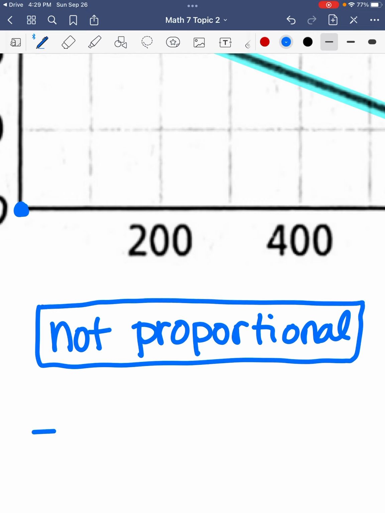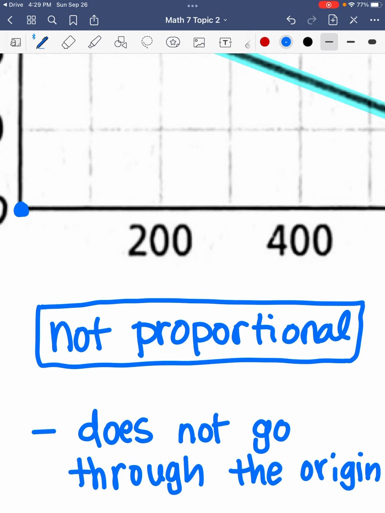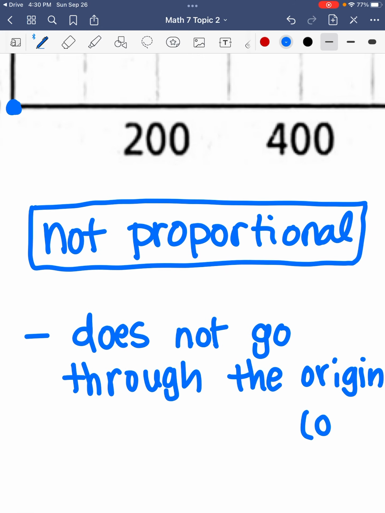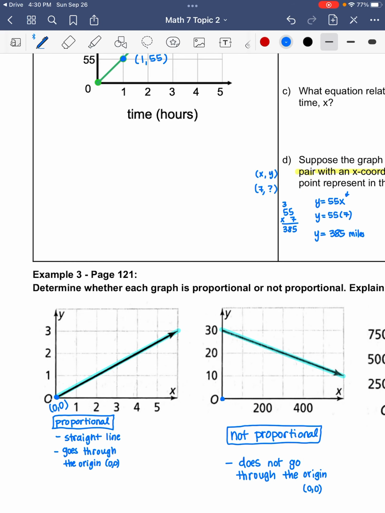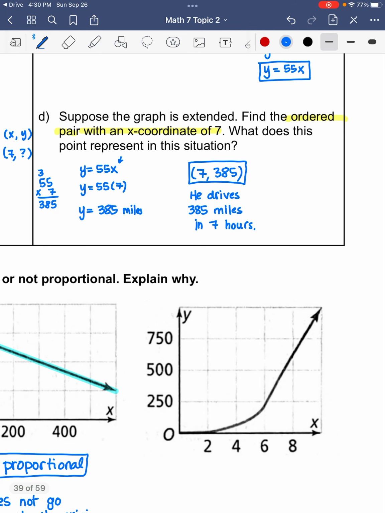And the reason this one is not proportional is because it does not go through the origin, which is the point 0, 0. Remember, it has to go through that point. Okay, moving on to the last one right here.